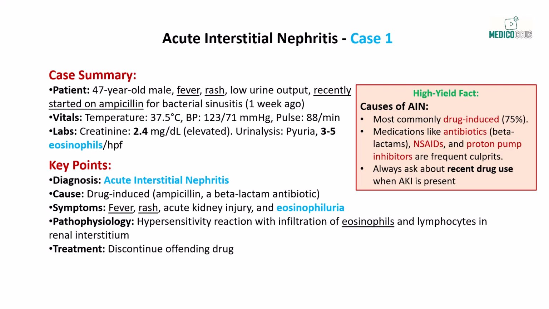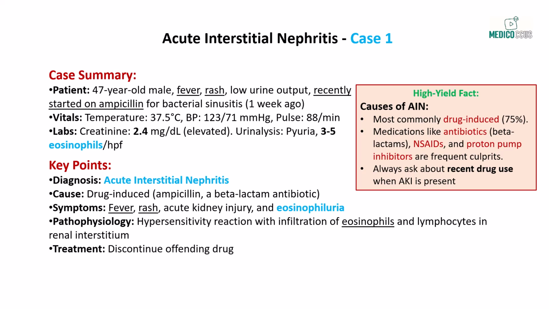Medications like antibiotics, including beta-lactams, sulfonamides, or non-steroidal anti-inflammatory drugs, proton pump inhibitors, and diuretics are all common culprits. It's important to recognize that the clinical features of acute interstitial nephritis often include fever, rash, and acute kidney injury, all of which are present in this patient. Now, what exactly is going on here?